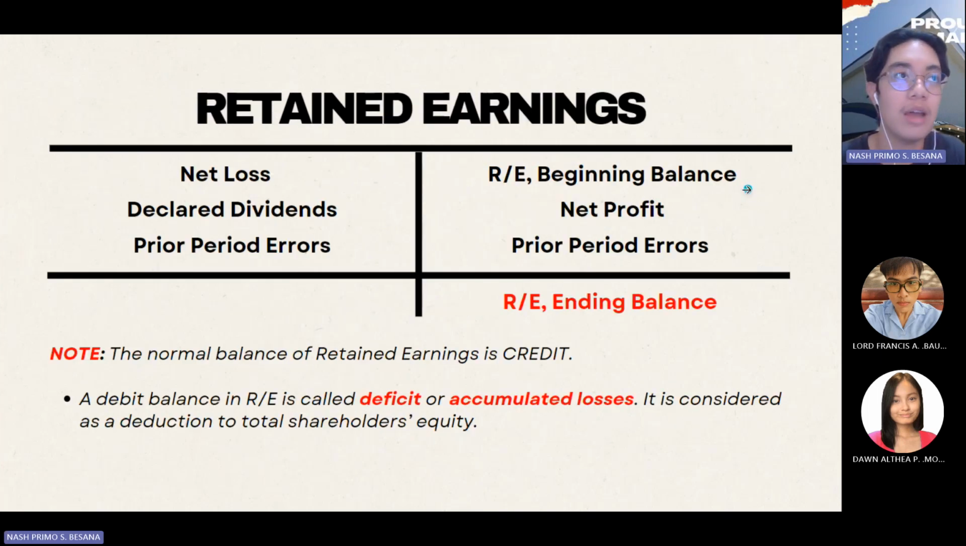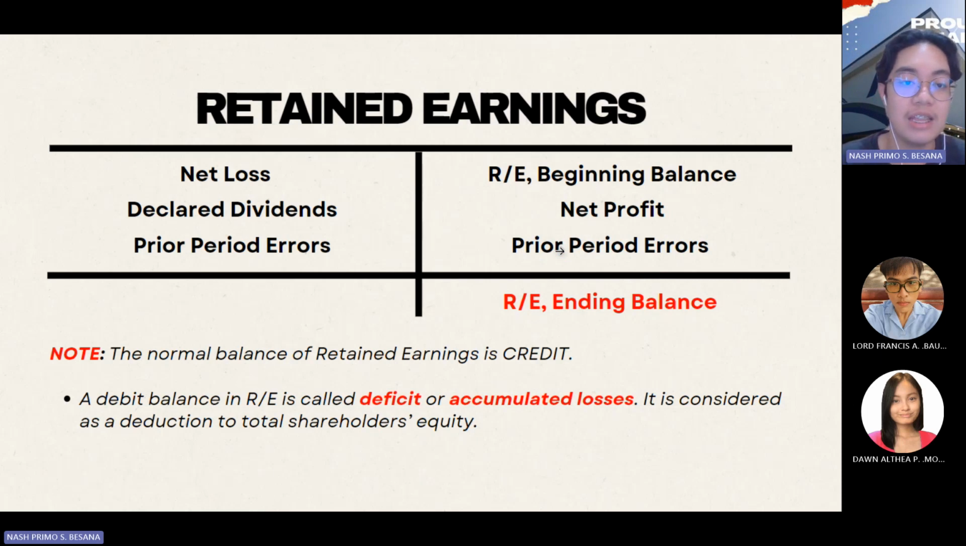So kapag meron tayong ma-encounter na mga problems na what is the ending balance of retained earnings, I suggest that we remember this T account. First of all, we must note that the normal balance of retained earnings is credit. So lahat ng increases would be credited, lahat ng decreases would be debited. So yun nga, kung credit siya, the beginning balance would be present on the right side, the credit side, and then dun din ilalagay si net profit and then other prior period errors na i-discuss natin later.